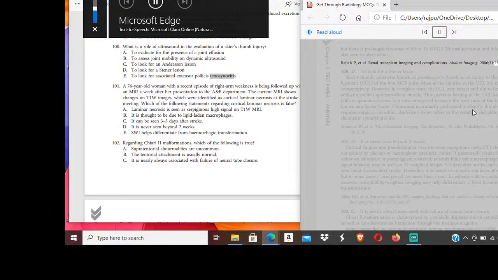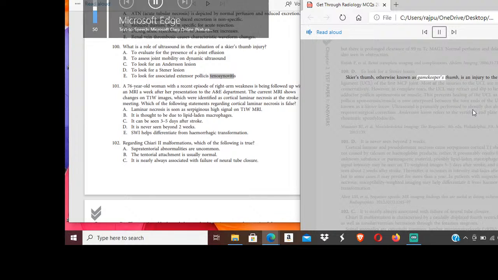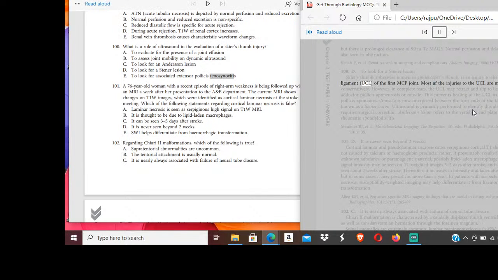100. D. To look for a Stener lesion. Skier's thumb, otherwise known as gamekeeper's thumb, is an injury to the ulnar collateral ligament (UCL) of the first MCP joint. Most of the injuries to the UCL are managed conservatively. However, in complete tears, the UCL may retract and slip to lie superficial to the adductor pollicis aponeurosis or muscle. This prevents healing of the UCL as the adductor pollicis aponeurosis is now interposed between the torn ends of the UCL, which is known as a Stener lesion. Ultrasound is primarily performed to identify this abnormality, as this requires surgical correction.